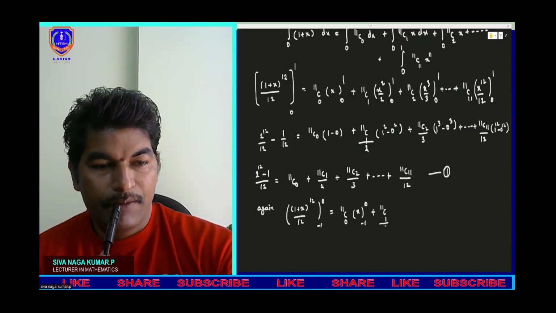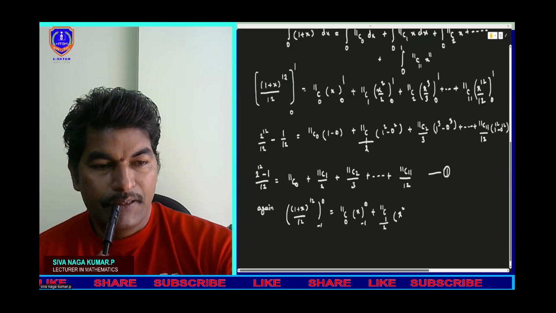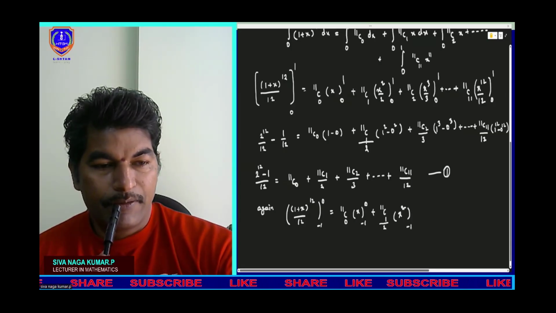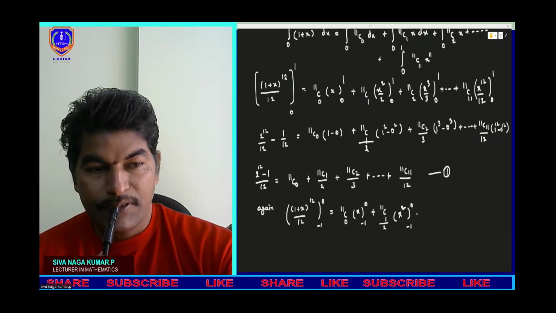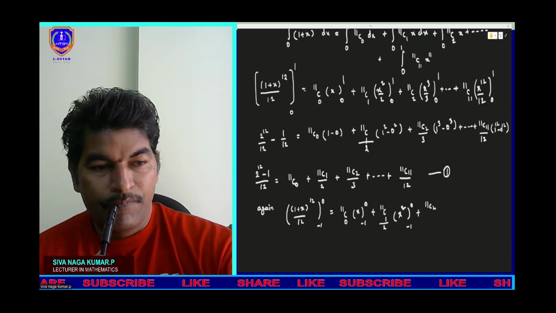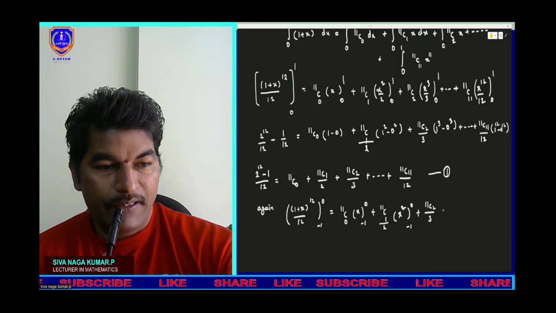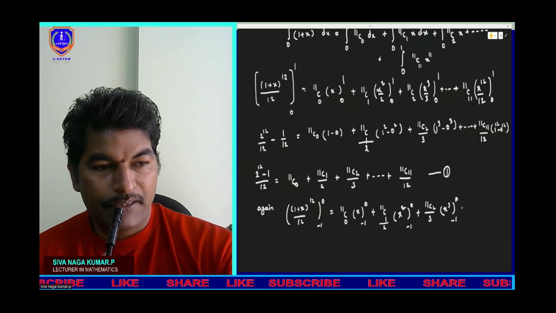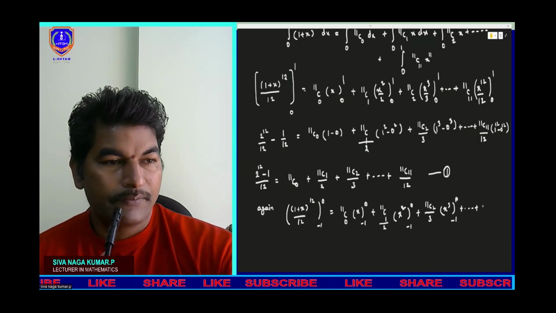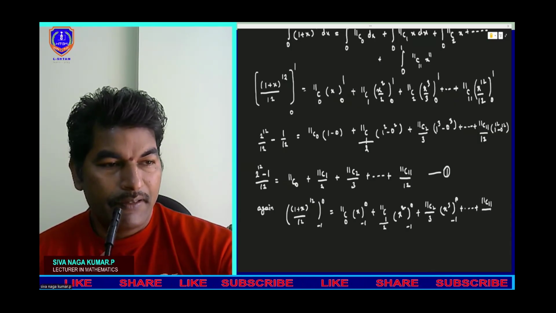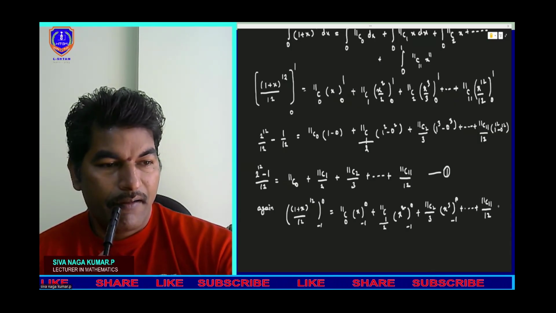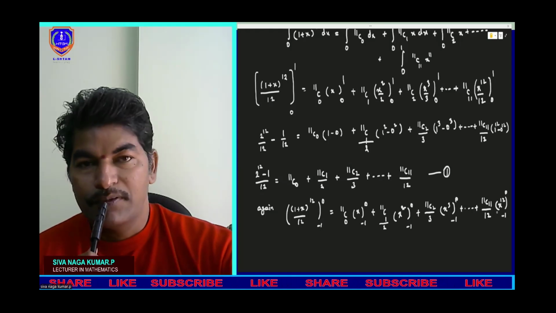11C1 by 2 x square under limits minus 1 to 0. 11C2 by 3 x cube under limits minus 1 to 0, and so on. 11C11 by 12 x power 12 under limits minus 1 to 0.